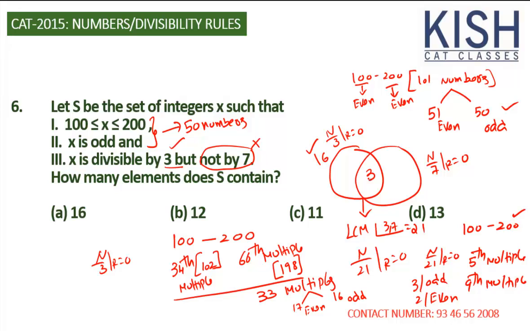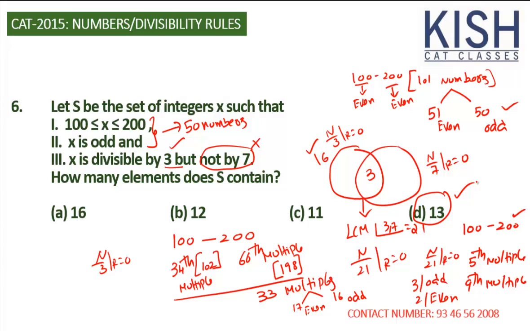That's it. 3, we need to eliminate them because we need only numbers divisible by 3 but not by 7. So that is 16 minus 3, 13. So the answer option D is correct. What we have done is very simple here. Step by step, I'll explain it to you in just 30 seconds.